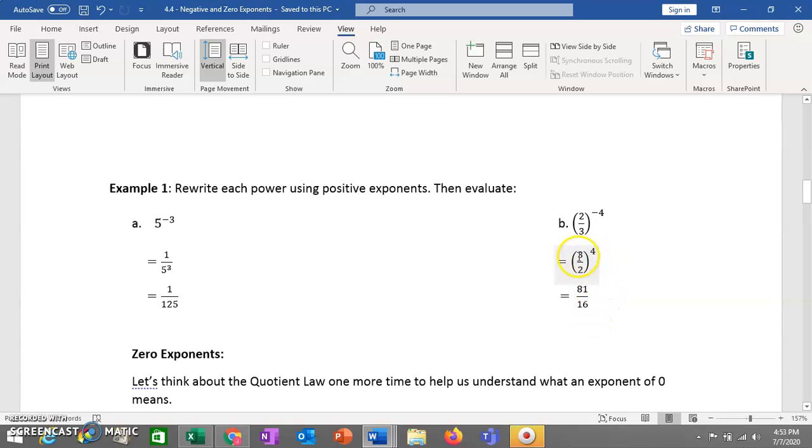Okay, so remember when you have fractions with exponents that you have to apply the exponent to the top and the bottom. So when you do that, you get 81 over 16.